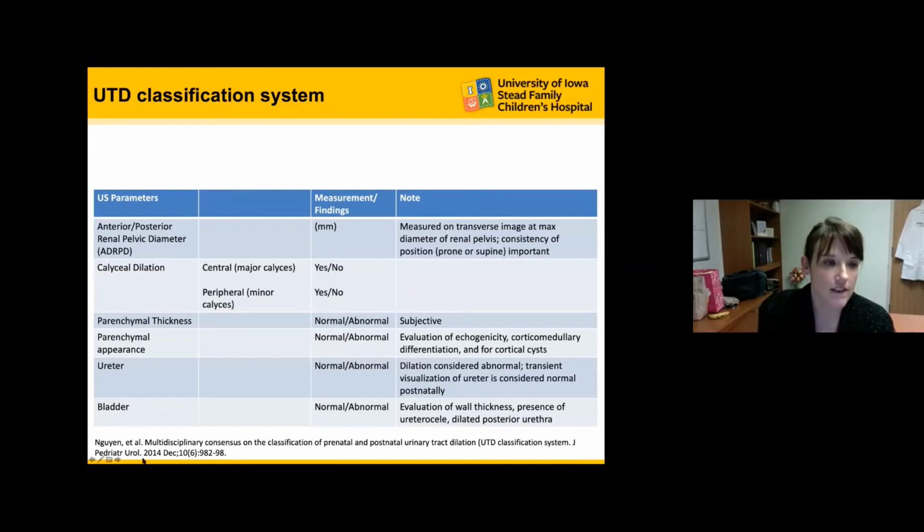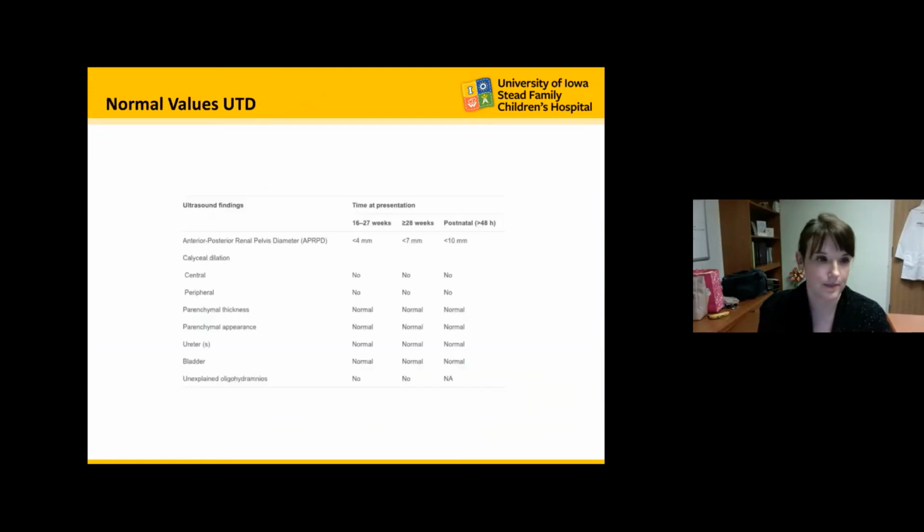And it looks at all of these parameters. So not only APD, but also calyceal dilation, parenchymal thickness and appearance, and specifically figuring in the appearance of the ureter and bladder too, which is really what the other systems had not done. And these are just guidelines as to what to look for on ultrasound to accurately measure these. Okay, so this is just a table from that publication in 2014. This is what is considered normal prenatally and postnatally for all of those parameters for the UTD system.